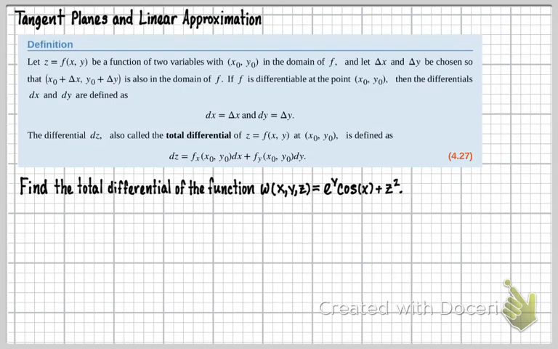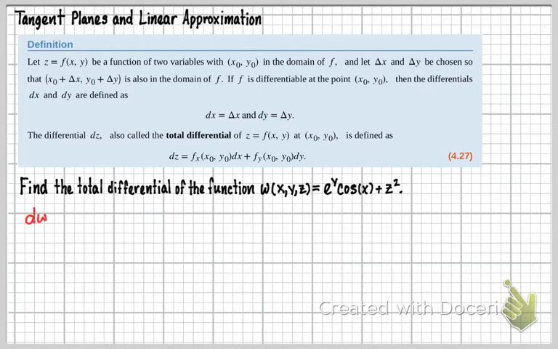So anyways, let's take a look at this problem here. So this one says, find the total differential of the function w(x,y,z) equals e^y cosine x plus z squared. So what we're going to do here is just do the same thing as this. Now I want to do this one because it's a little different, because this one here is only set up for functions where z equals f(x,y). But what we have here is a w function. So that's a four-dimensional function we're looking at, which is different from the definition. So I'm going to show you how this extends.